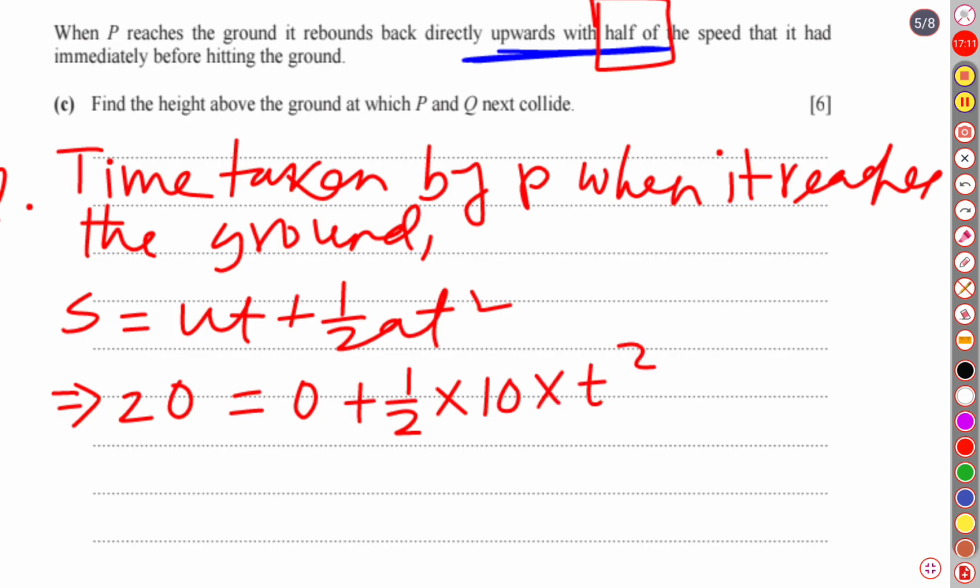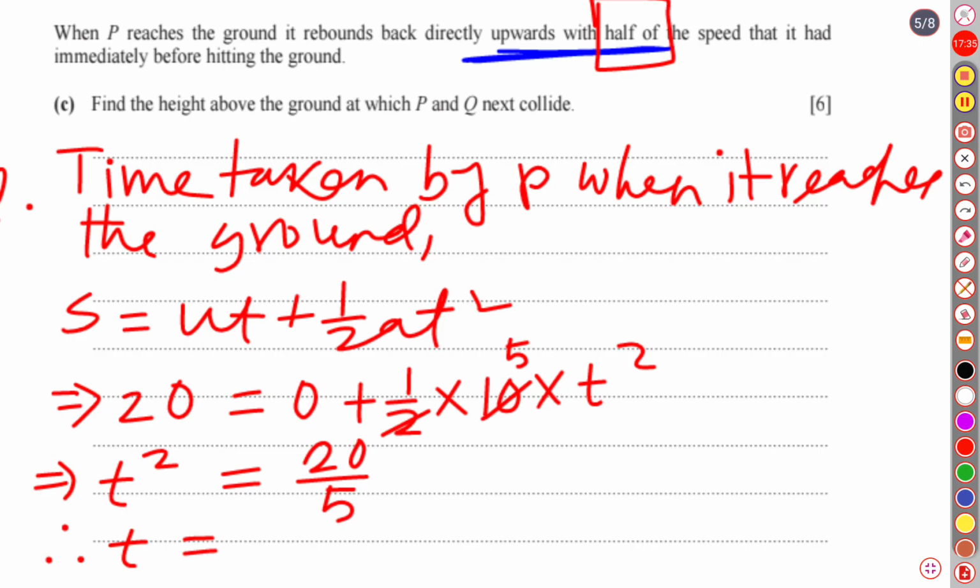Hence t squared is, if 2 goes there, t squared is actually how much? 20 over 5, because if we dissolve this, it is going to be 5. Hence our t is going to be, 5 fours are 20, means 2. So it was actually 2 seconds. That means P took 2 seconds to reach the ground.